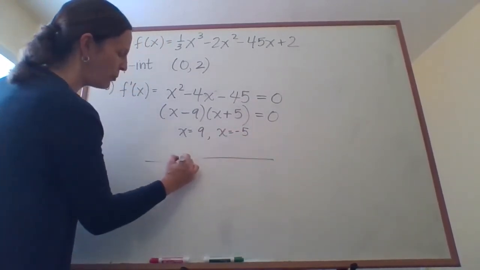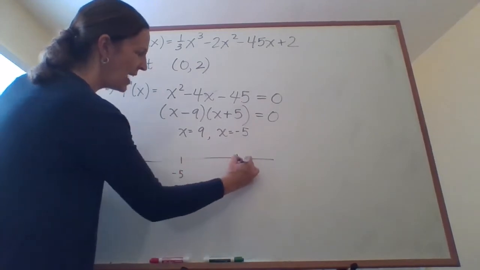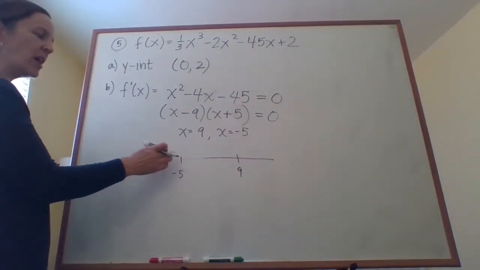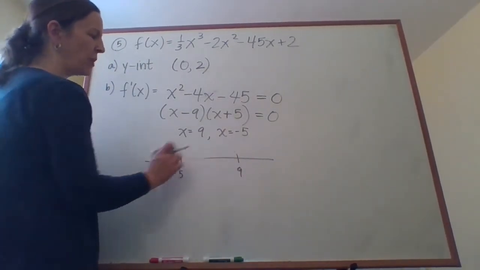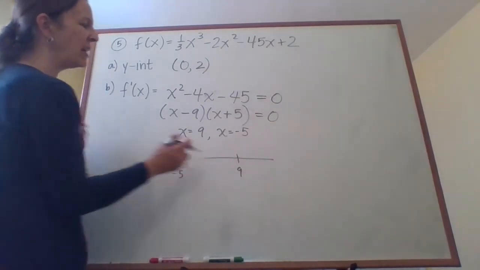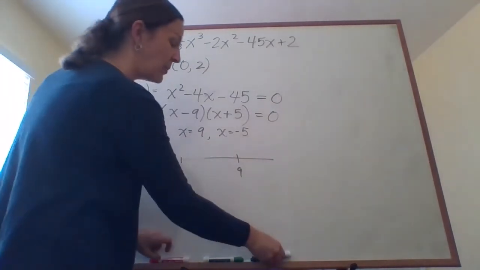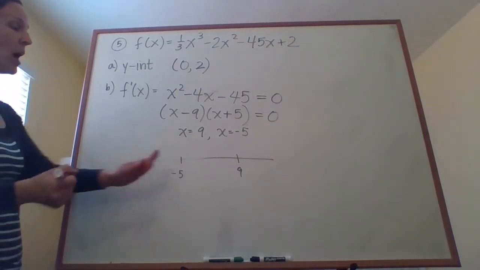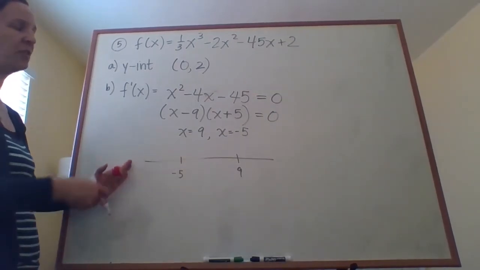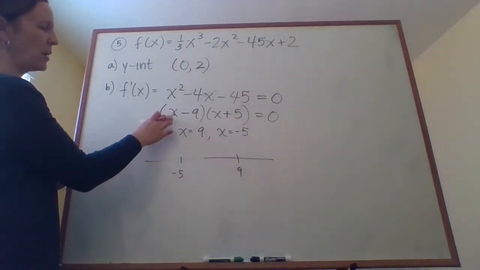That tells me that I can break up my number line at negative 5 and 9, and I can see, okay, well, if the derivative is 0 at these points, what happens to the left and right of these points? Because that's going to tell me where I'm increasing and decreasing. So I pick some value to the left of negative 5, say negative 6, and I plug in.